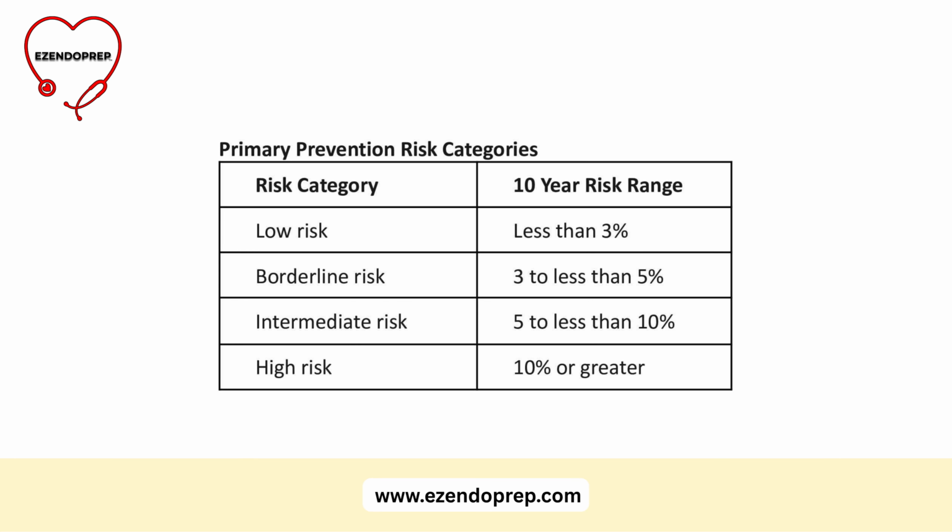Now break this into risk categories. Low risk is less than 3%. Borderline risk is 3 to less than 5%. Intermediate risk is 5 to less than 10%. High risk is 10% or greater.